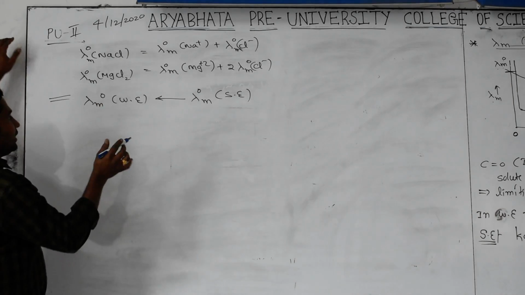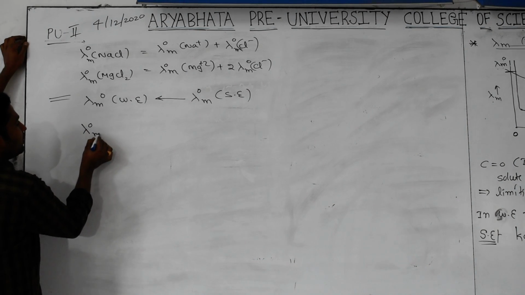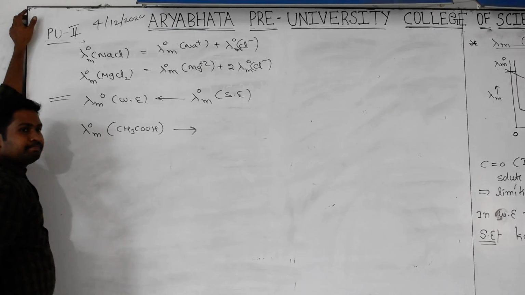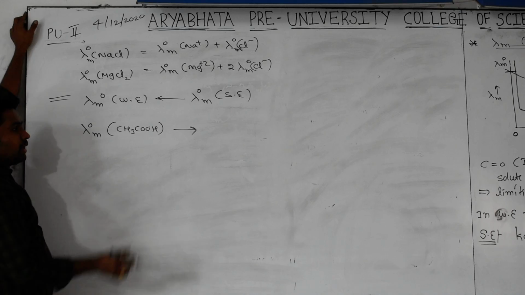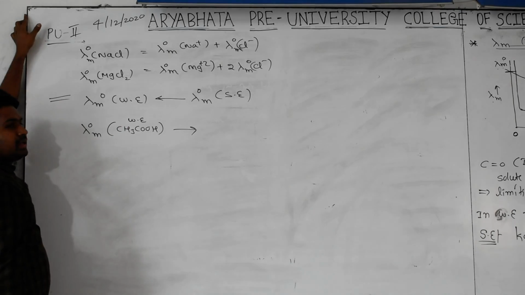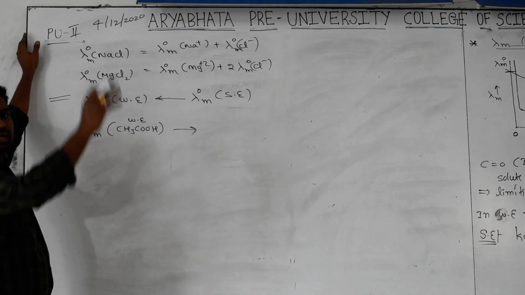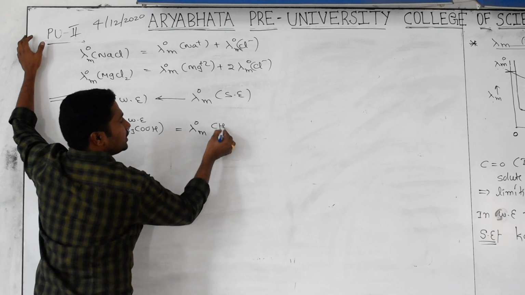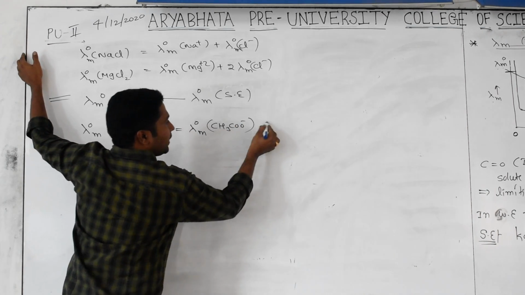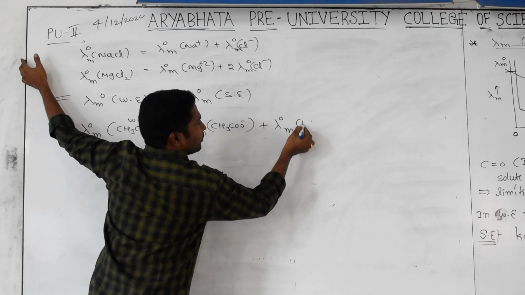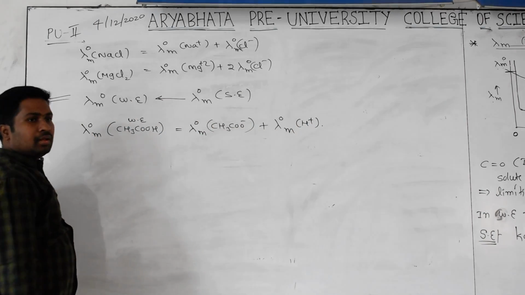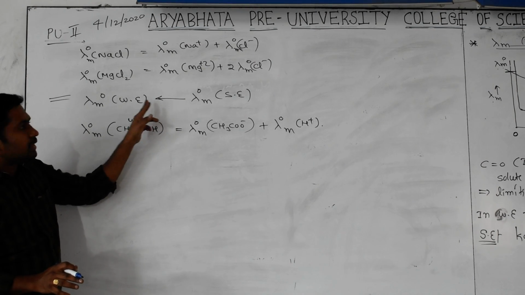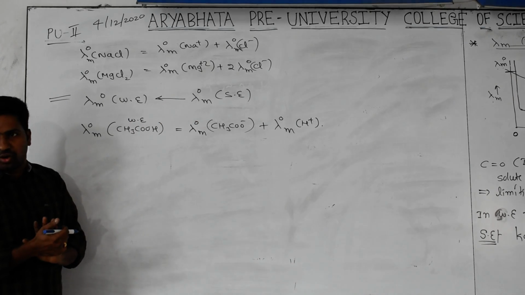What is that? For example, understand. I want to find out the limiting molar conductivity of CH3COOH. Is it possible from the graph? No. Why? CH3COOH is an organic, weak acid, so we get sudden changes like this. So what is this? It is indirectly the limiting molar conductivity of CH3COO minus plus the limiting molar conductivity of H plus. But we have an alternative technique using Kohlrausch's law. We can get this weak electrolyte information by using strong electrolytes.